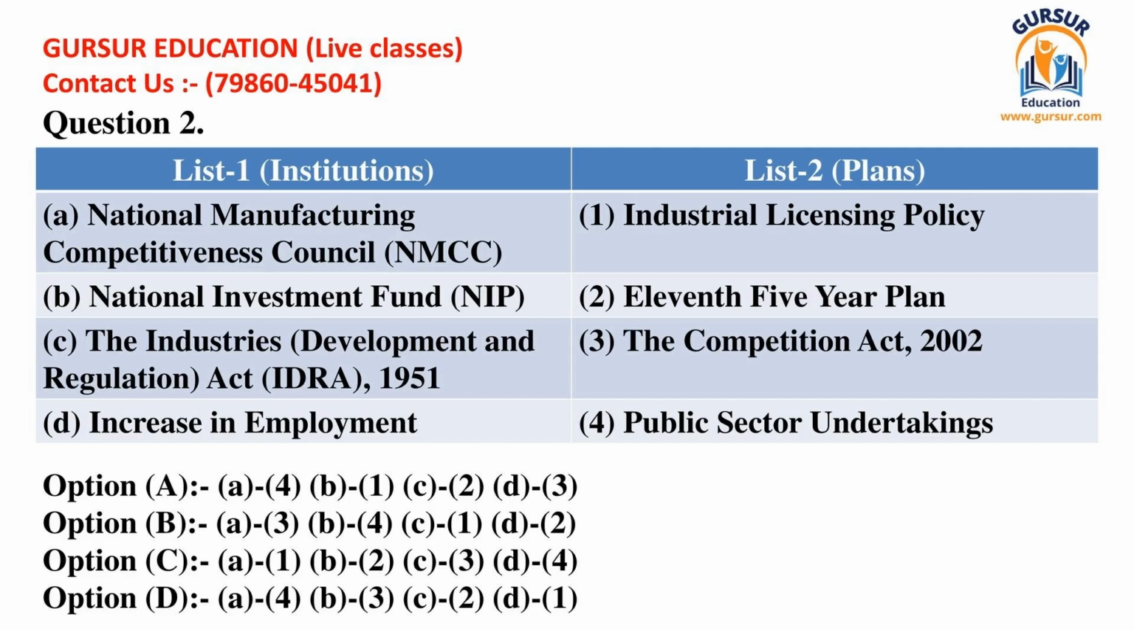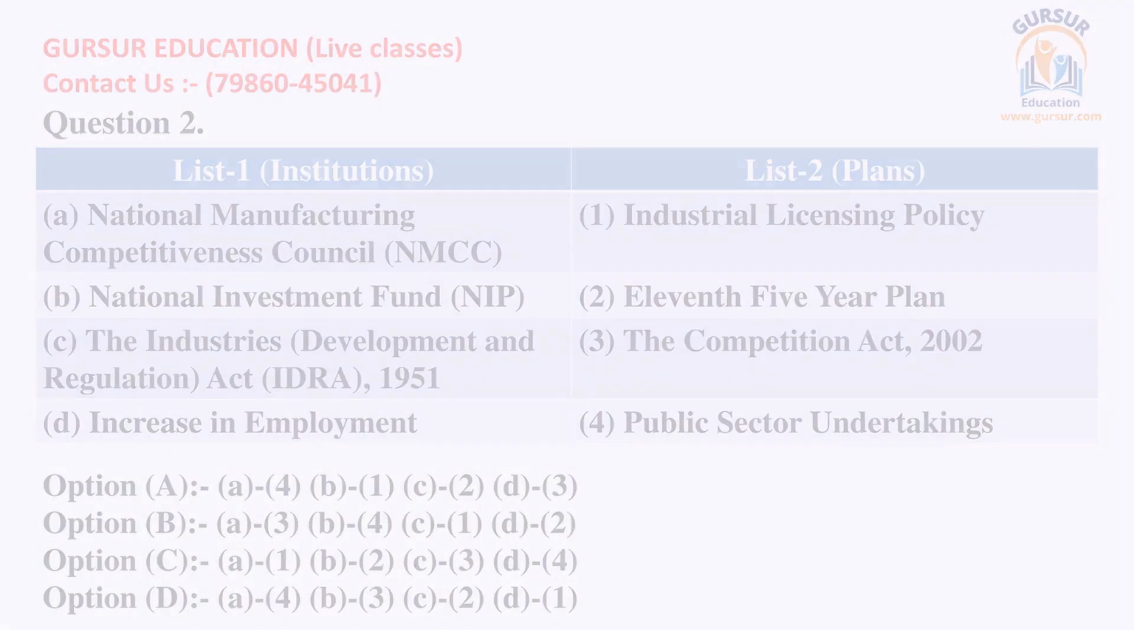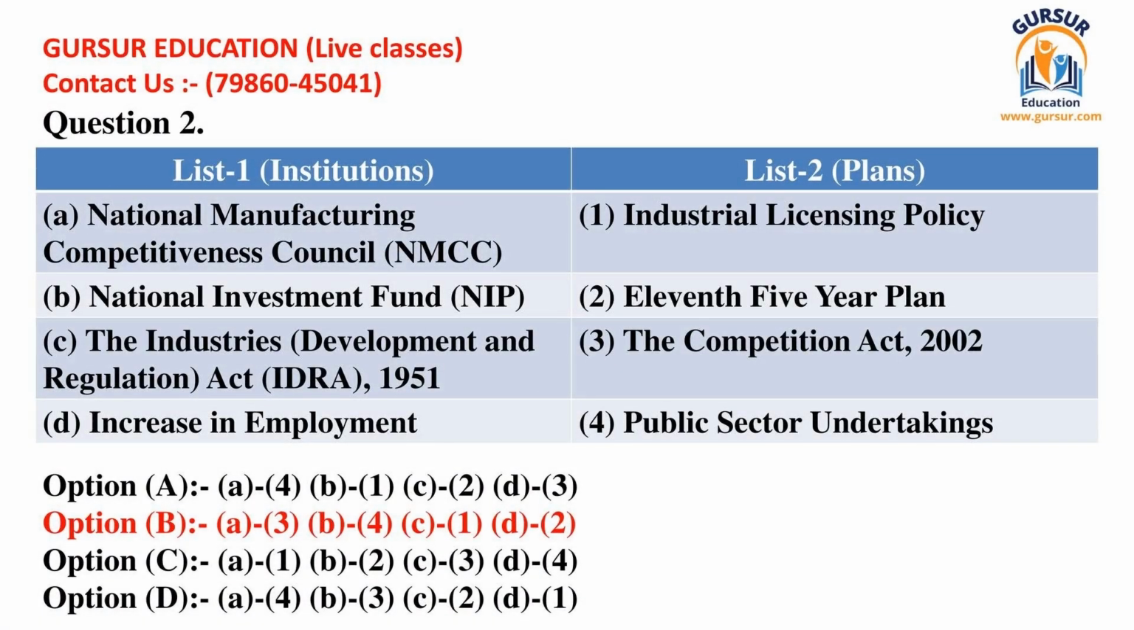The list 2, plans, contains the following items. 1. Industrial Licensing Policy. 2. 11th Five-Year Plan. 3. The Competition Act, 2002. 4. Public Sector Undertakings. Below are given the options with different matches. You can pause the video and choose the appropriate answer. The right answer of the question is option B. We suggest you pause the video to analyze and learn the correct combination.